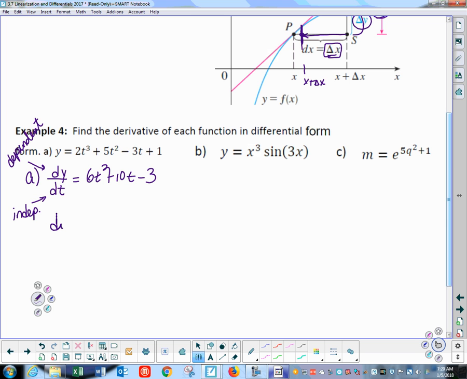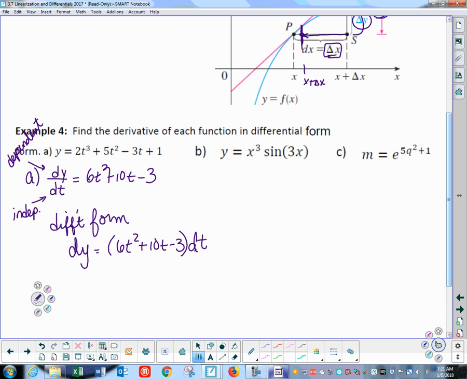Now to go into differential form, I'm simply going to say then dy is equal to 6t squared plus 10t minus 3 multiplied by the change of value of x, so differential x. Oh, why am I saying x? It's t. We'll bring up the dt.